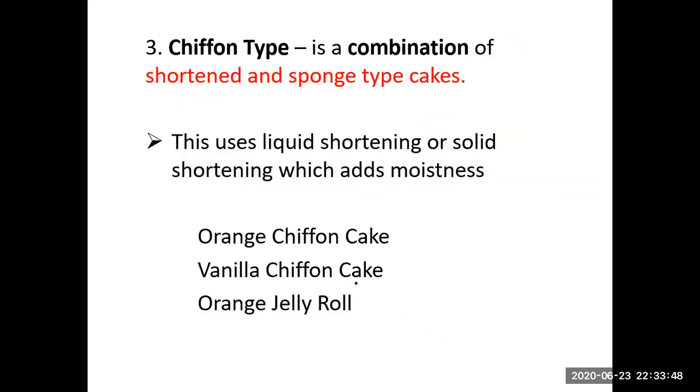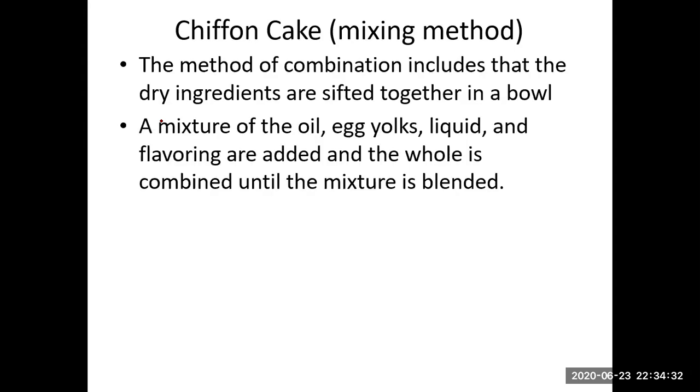Now we already know what shortened cake is and what unshortened cake is. Now we'll learn about chiffon cake. Chiffon cake is mainly the cake that we prepare in our homes or bakeries, a combination of shortened and sponge type cakes. We use liquid shortening or solid shortening, and we also add eggs. All of the combination is added here. Examples: orange chiffon cake, orange jelly roll, vanilla chiffon cake, all of the cakes that we normally eat. That is chiffon cake. And the mixing method, you already know it, because it's the mixing method that you regularly use in your homes.